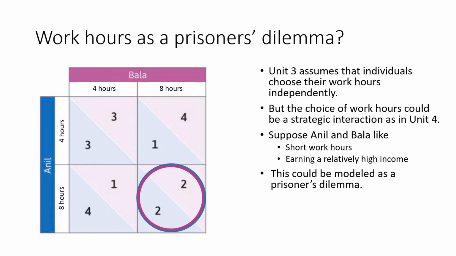And as you can see in that regard, 2, which corresponds to 8 hours, is a Nash equilibrium and a dominant strategy equilibrium. You should also remember what Nash equilibrium and dominant strategy equilibrium mean. For that, you can either go back to my previous lecture or you can read these concepts from the book.